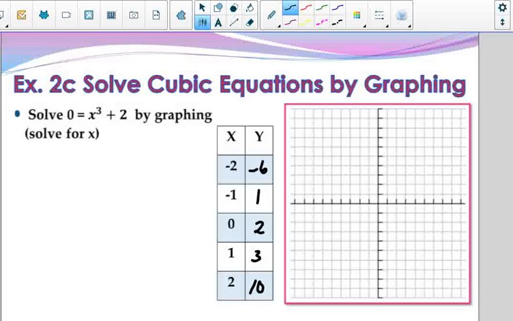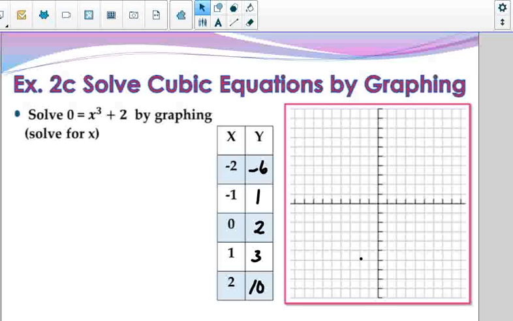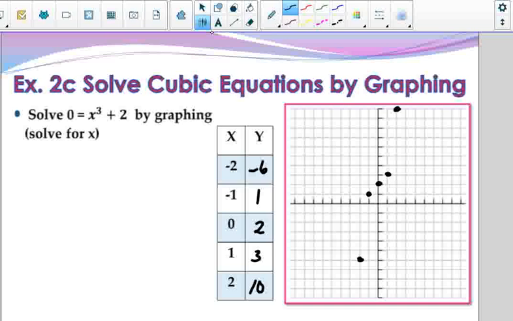So let's plot our points. So negative 2 and negative 6. It would be here. Negative 1 and 1. Negative 1 up 1 here. 0, 2 here. And then 1, 3 would be here. And then 2, 10 would be all the way up here. Now I grab a different color to draw my graph. Comes down, does a little curve there.